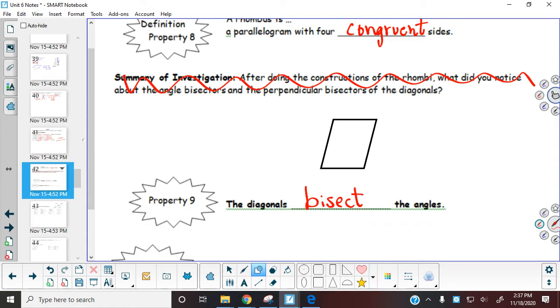Let me go ahead and get a figure here that is as close to a rhombus as I can get just by sketching it. When we look at this, again, your rhombus has four congruent sides. That's your property number 8, that's your definition. If we look at your diagonals, they cut those angles exactly in half. So this angle will be the same as this angle.